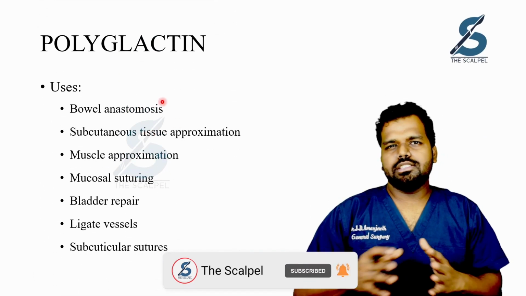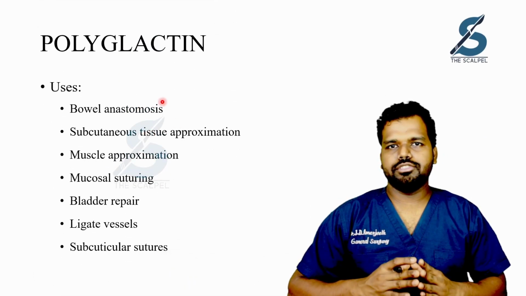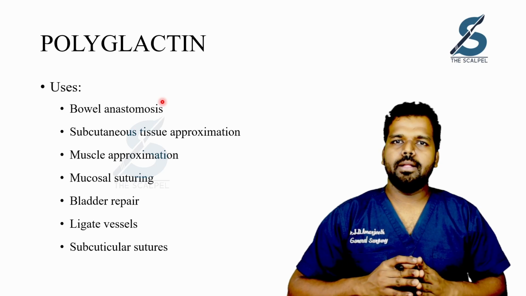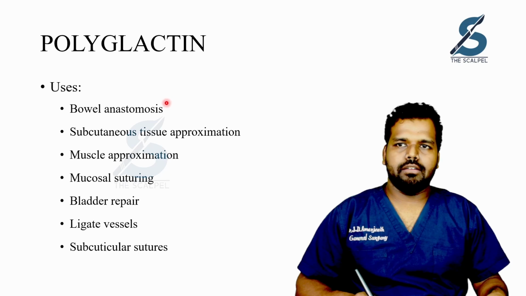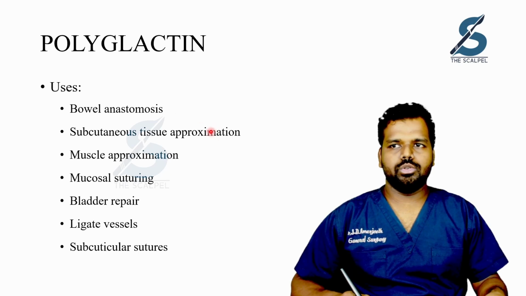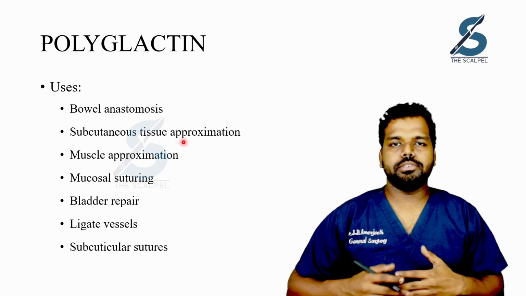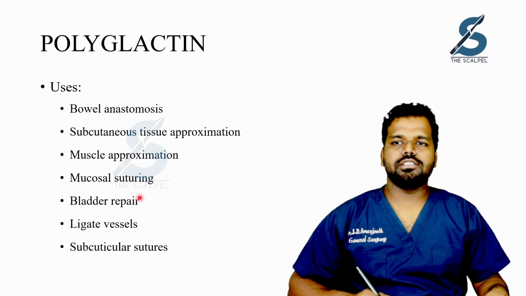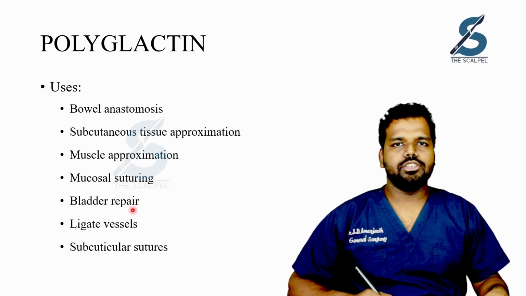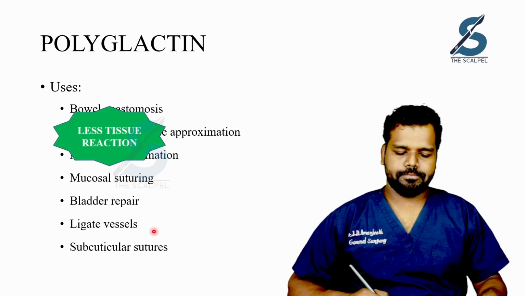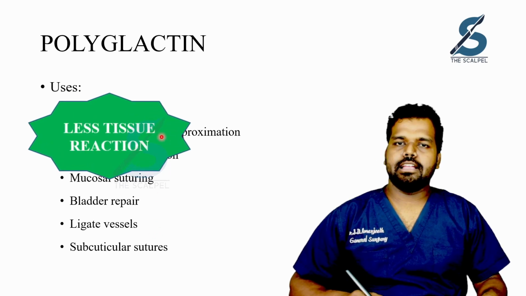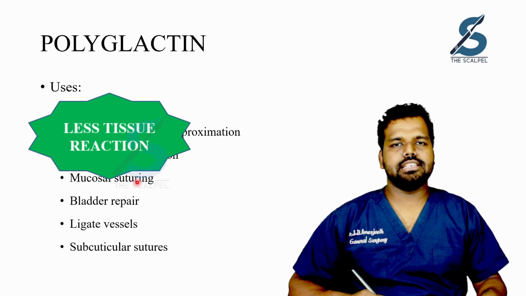Uses. This is called the workhorse suture of general surgeons, and it is very commonly used. The common purposes are bowel anastomosis, subcutaneous tissue approximation, muscle approximation, mucosal suturing, bladder repair, to ligate vessels, and also in subcuticular sutures. And as we earlier saw, it has less tissue reaction.